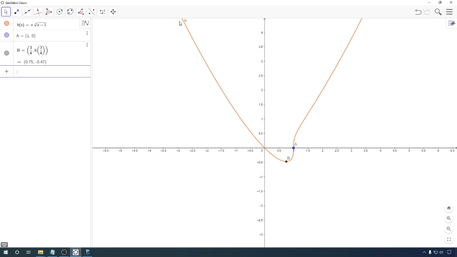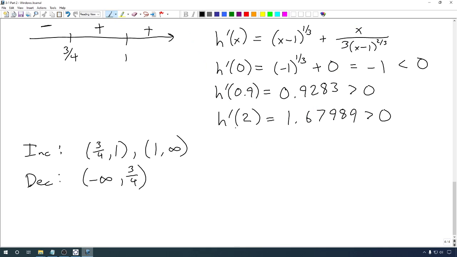But we have 2 points on our curve. It is definitely decreasing from negative infinity to 3/4. It increases from 3/4 to 1, and then it increases from 1 to infinity. In this particular case, it doesn't actually change from increasing at 1. It actually does increase from 3/4 all the way to infinity. So we could change our answer here to 3/4 to infinity. But we can't always assume that that's true. And I'll show you an example where that isn't true in the next example.